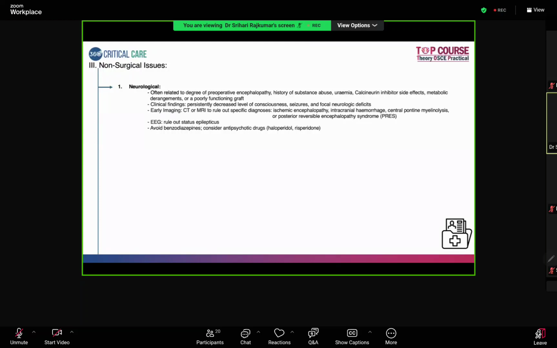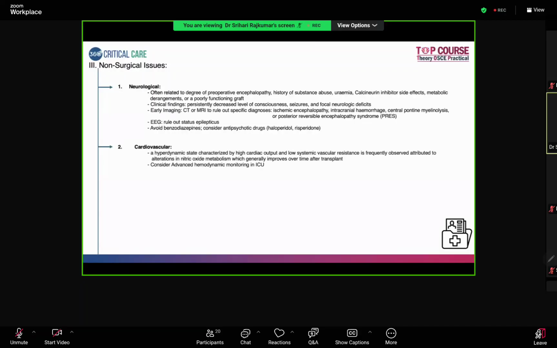In the subset of patients who develop encephalopathy, you need to avoid benzodiazepines. If they are agitated or develop any kind of psychosis, then consider antipsychotic medications like haloperidol and risperidone. An important thing to keep in mind is these patients are on multiple drugs, so drug interaction is a very big concern when you use antipsychotics also. Clinical pharmacist help always needs to be taken during this time, because any dose modification has to be done very carefully.